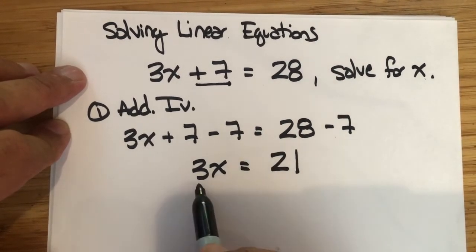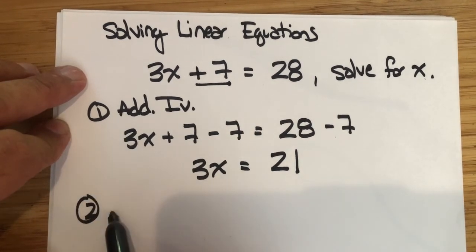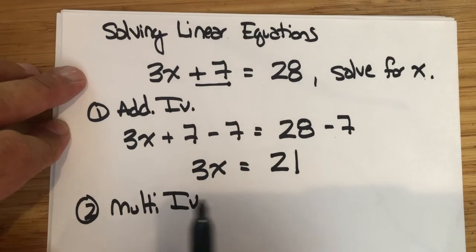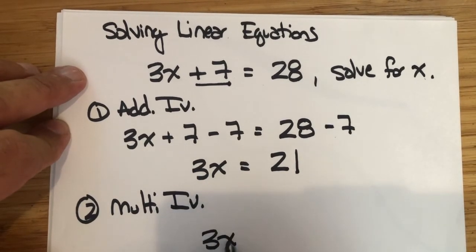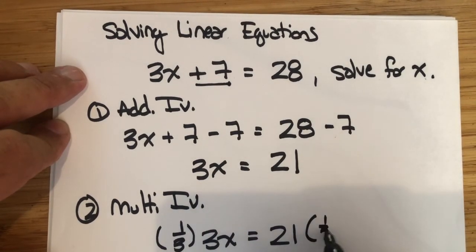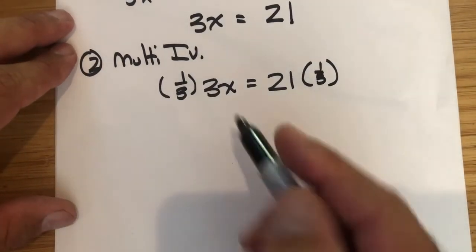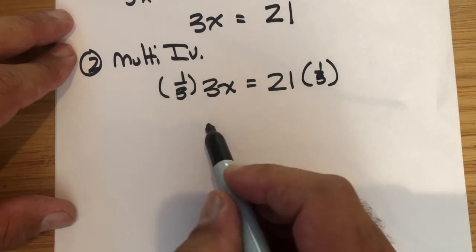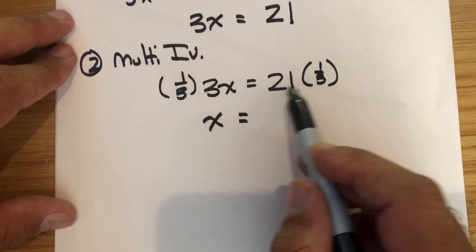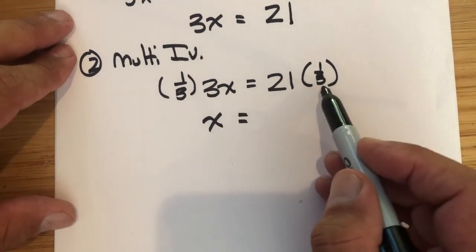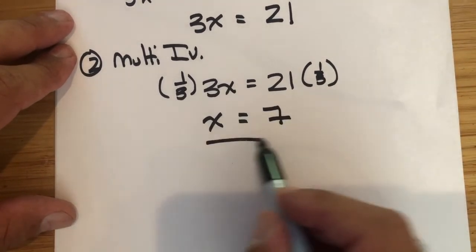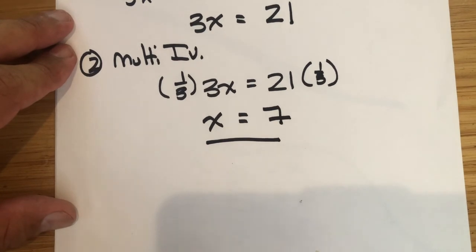Now, we want to use the multiplicative inverse. We have 3x equals 21. I want to remove this 3 from the x, which means I need to use the multiplicative inverse to do so, because it is multiplied to x. So I multiply both sides by 1/3. When I do that, on the left-hand side, 1/3 times 3 is 1. Well, all we're left with is x. 21 times 1/3, well, that's 21 divided by 3. That becomes 7. So x equals 7.